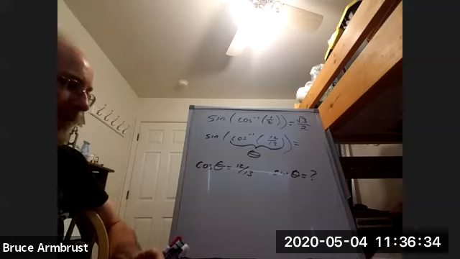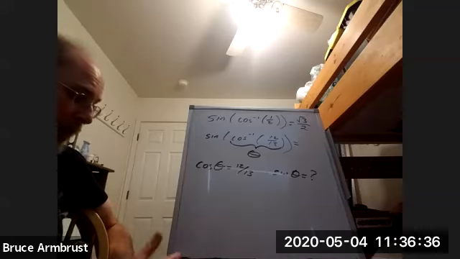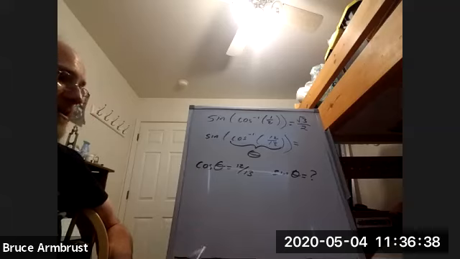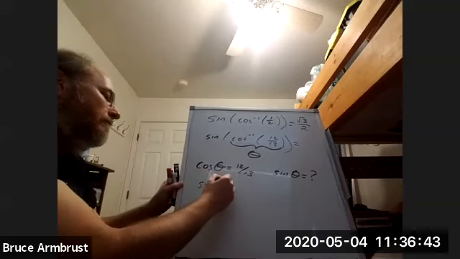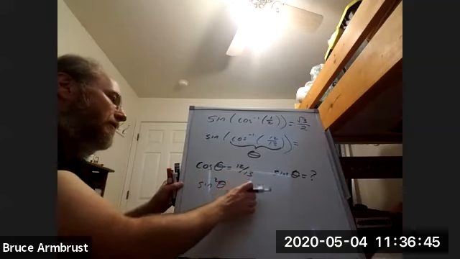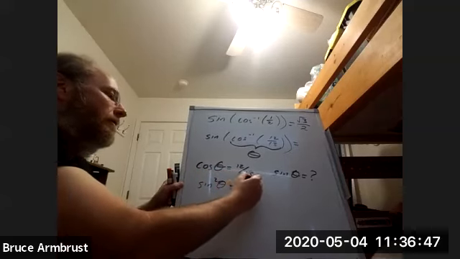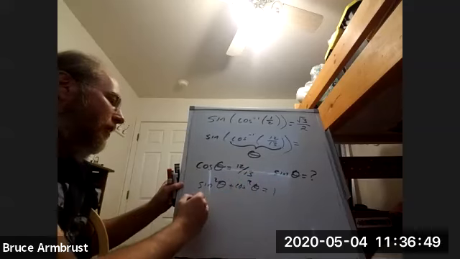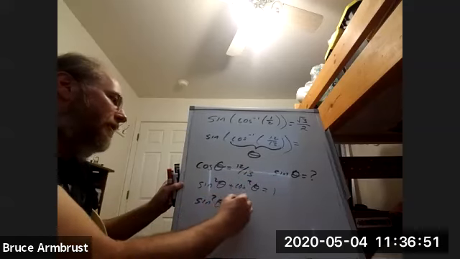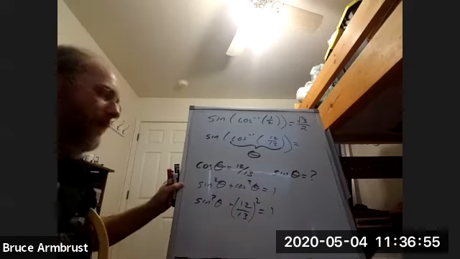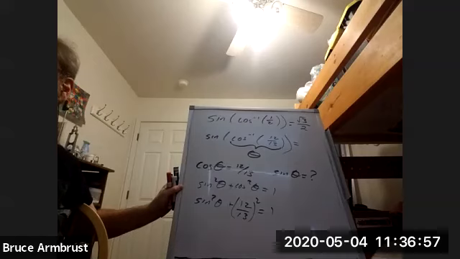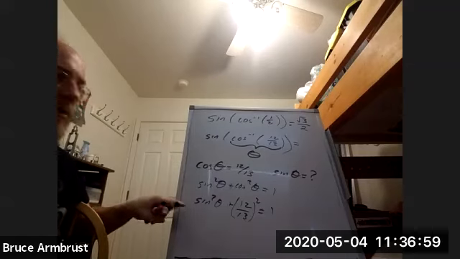Let's start with the idea of using the Pythagorean identity. We know the relationship between sine and cosine: sine squared plus cosine squared is equal to 1. So since we know cosine, we can put that in here, and we can find the sine by solving this.